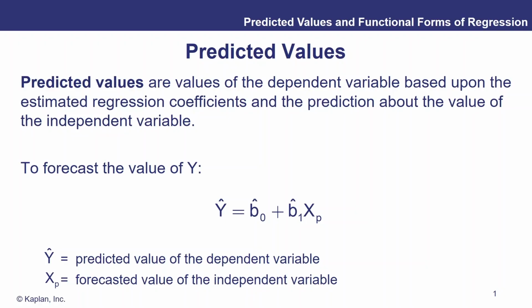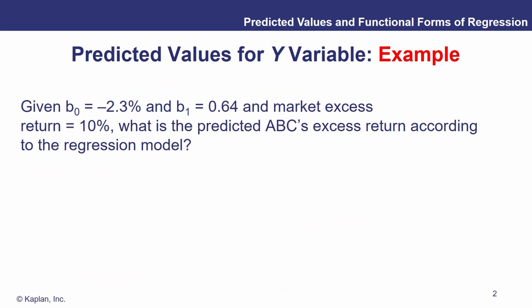Why is the error term missing? Number one, it's random, so you can't forecast it. Number two, it has an expected value of 0, so your best forecast would be 0 anyway. Okay, so let's dive in straight away to an example.